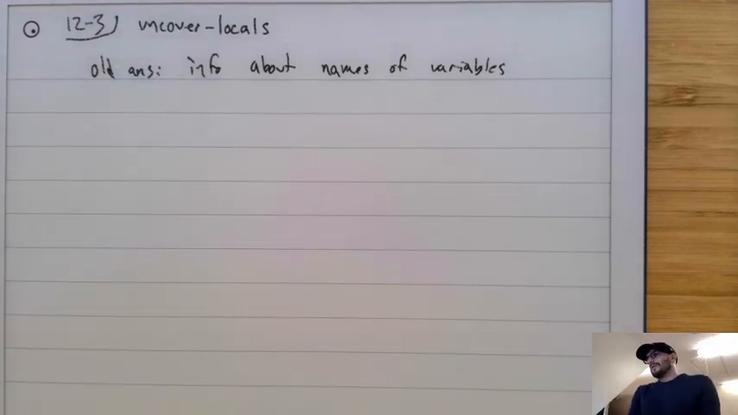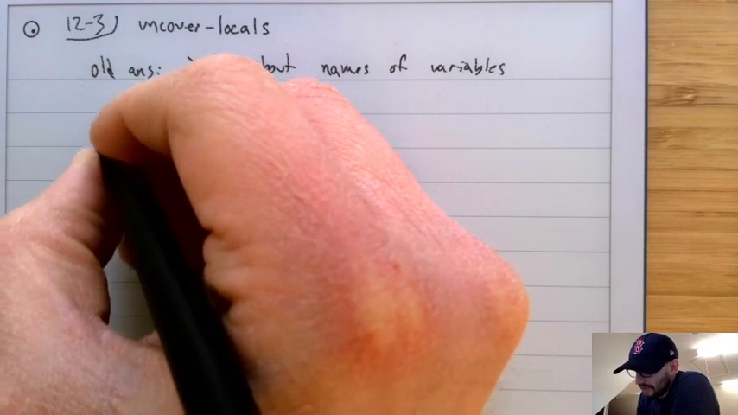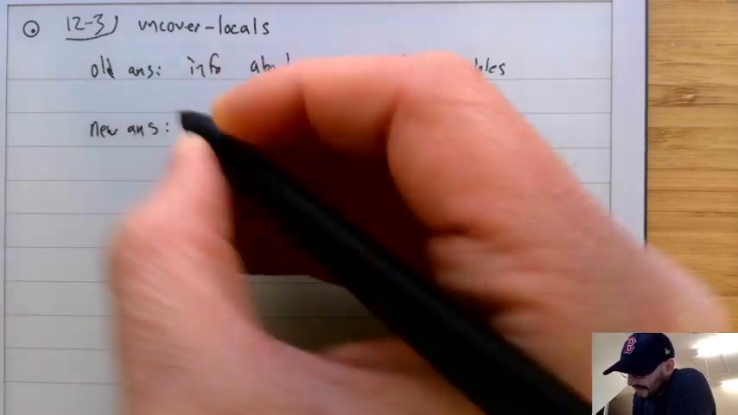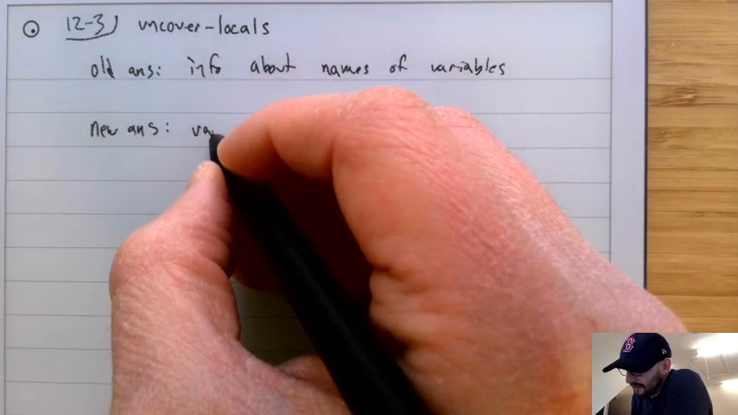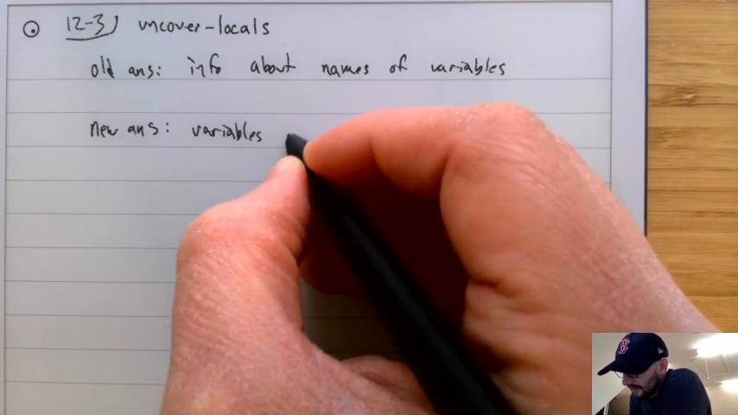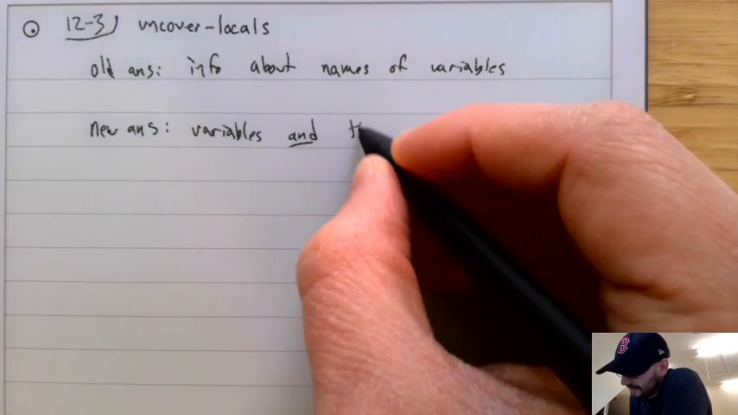Well, now we actually need to know not only the variables, but their types. But it turns out that if you followed my advice before, you actually already have that. So uncover locals essentially doesn't need to do anything anymore, because you already have a mapping of variables to their types. But that's what we need. What we need now, the new thing, is variables and their types.